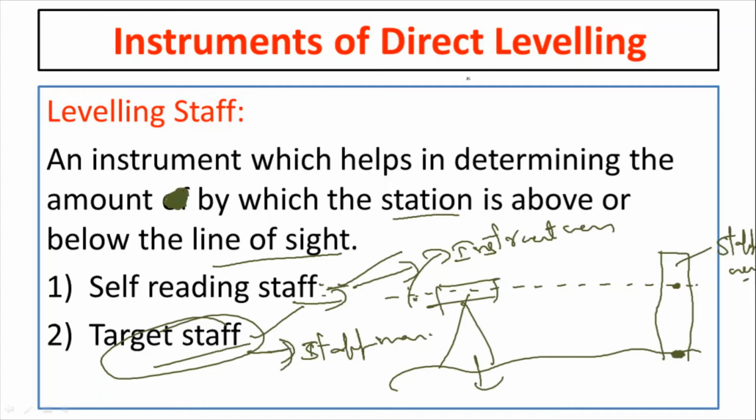And whatever the staff it is, the least count of the staff will be 5 mm. Okay, the least count of the staff will be 5 mm. That means here each 1 centimeter is divided into 2 divisions.